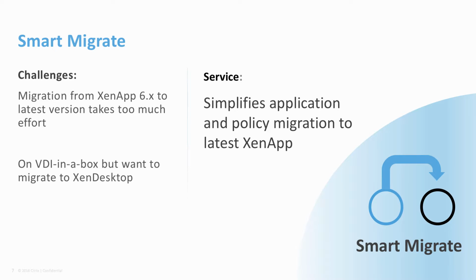Next, let's take a look at Smart Migrate. What this is really useful for is to move apps and policies from XenApp 6.x to current 7.x. So you could use the blueprints that we just looked at to create a new XenApp deployment, and then follow that up by using Smart Migrate to move over your apps and policies. You can also move from VDI in a Box as well. So let's go ahead and take a look at Smart Migrate.